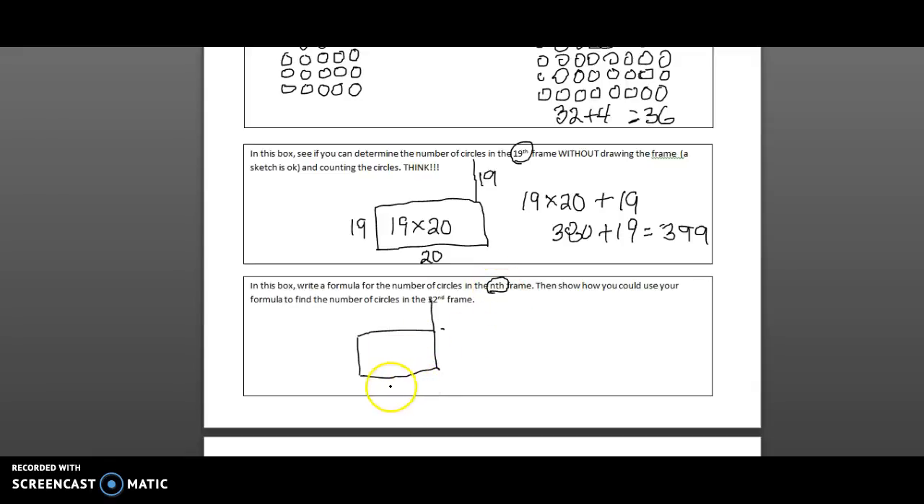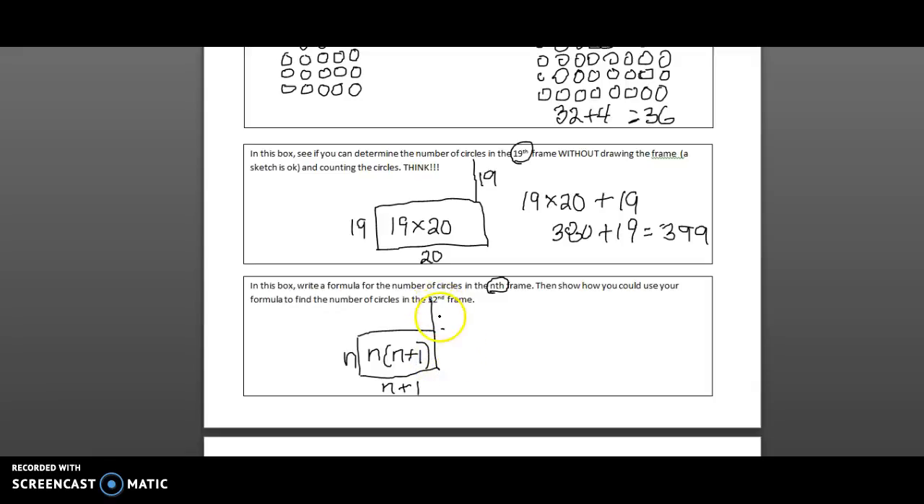So when I look at the dimensions of my figure, then I need to say, okay, across the bottom it's going to be one more than the frame number. One more than the frame number is n plus 1. And the height here is going to be the frame number exactly. That's n. So there's going to be a bunch of circles here. Depending on what n is, that'll tell you exactly how many. To calculate how many, I would take n, and I'd multiply it by n plus 1.